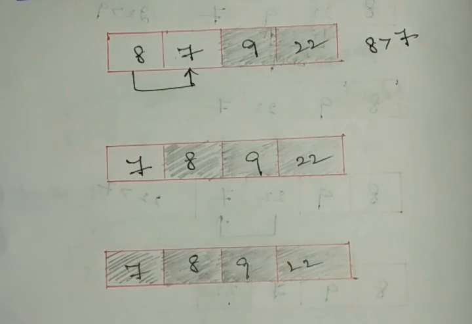So like this we need to perform it. We check the adjacent elements, and after that we arrange those elements in the form of a sorted list. So this is the bubble sort.